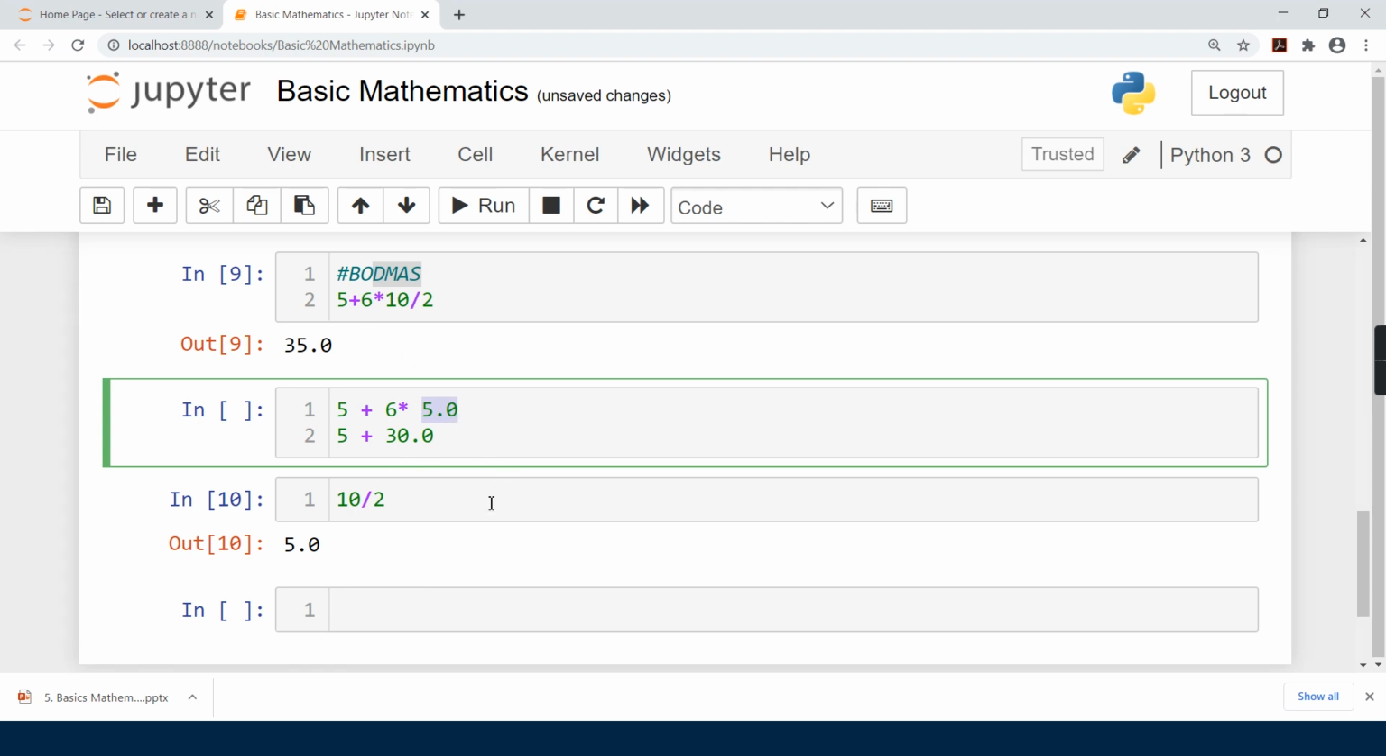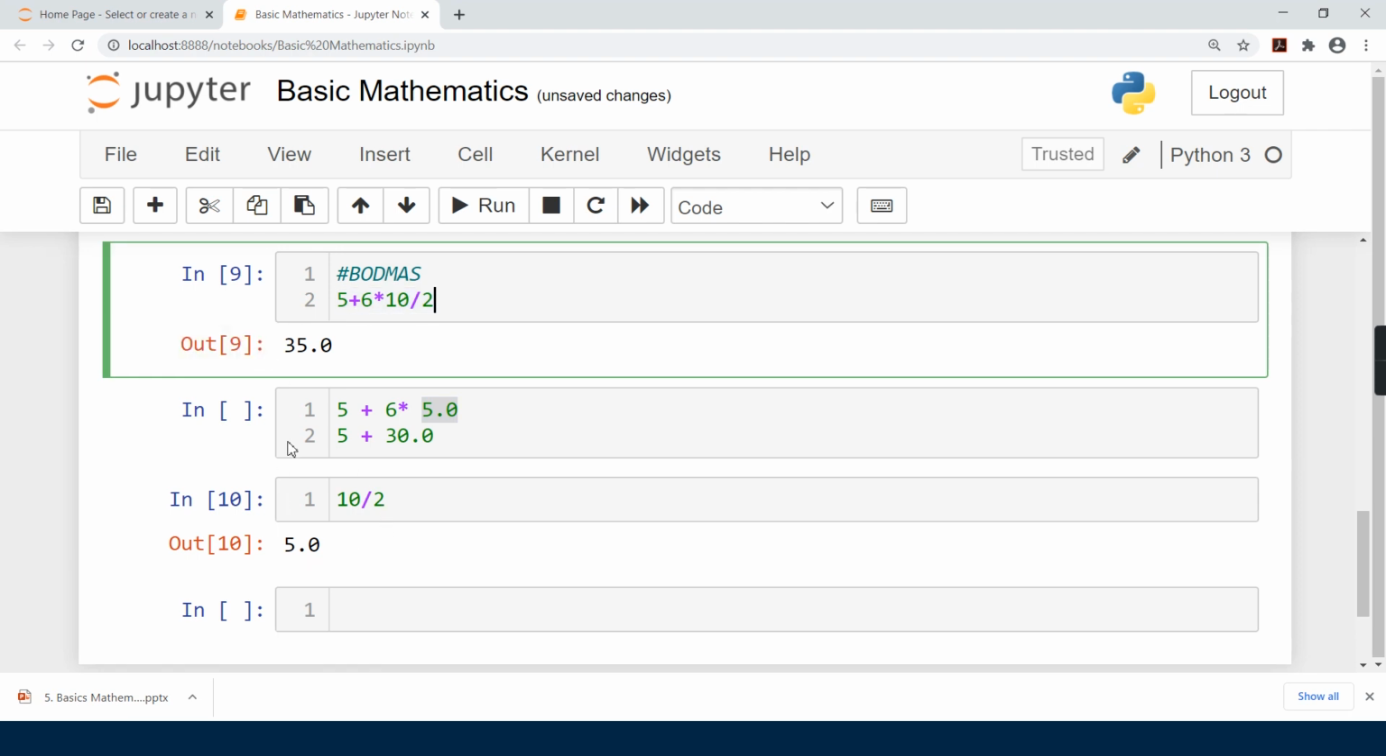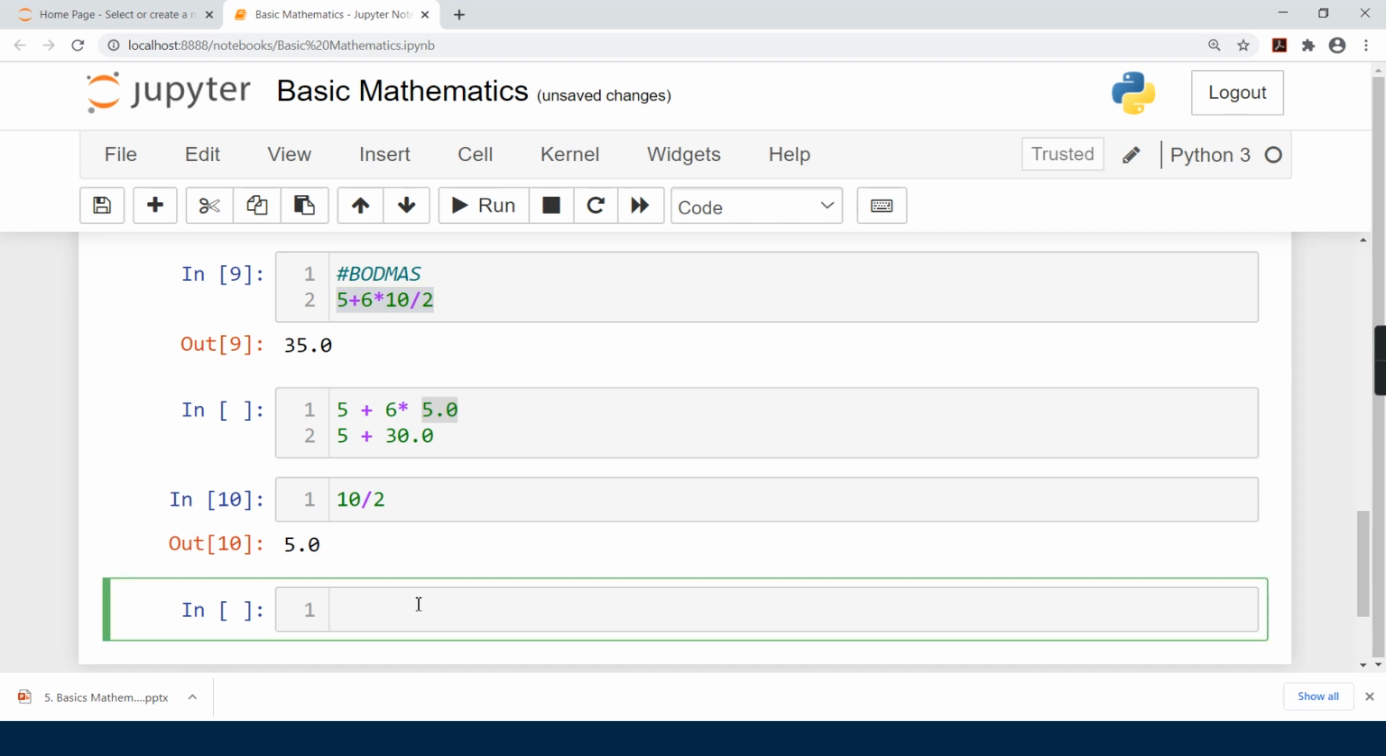Now let's say I had actually wanted to add 5 to 6, and then multiply it with 10, and then divide the entire value by 2, if I wanted to do something like that. So we saw if we simply write it like this, we're getting the value as 35 because this is the order of the operation. But now I want to change the order. So let me just copy this out.